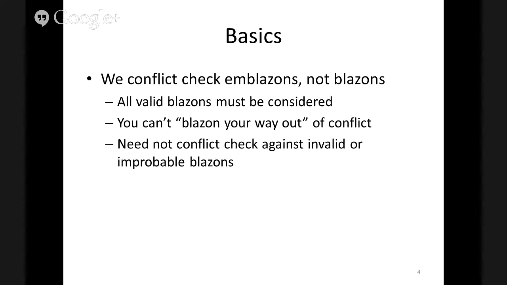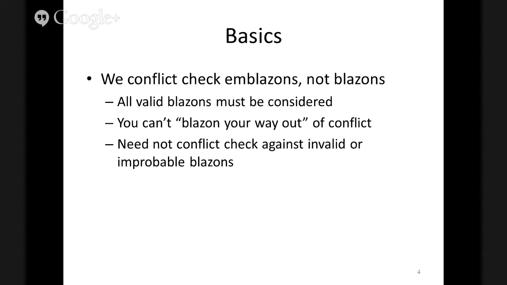The other thing we need to remember is that we conflict check the emblazons, not the blazons. We conflict check the picture, which means if there's more than one valid way to blazon something, we have to conflict check it every possible way. You may have heard the phrase that you cannot blazon your way out of conflict. So you can't try to reword it so that there's no conflict, because we base it on the picture. By comparison, if you have a style problem, then you can blazon your way out. If you can change the way it's blazoned, you can get around a style problem that way.